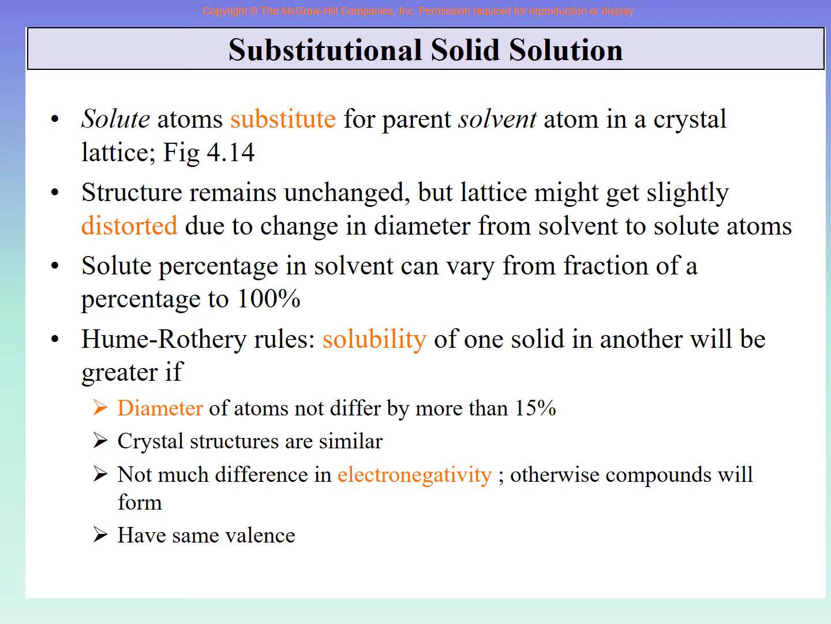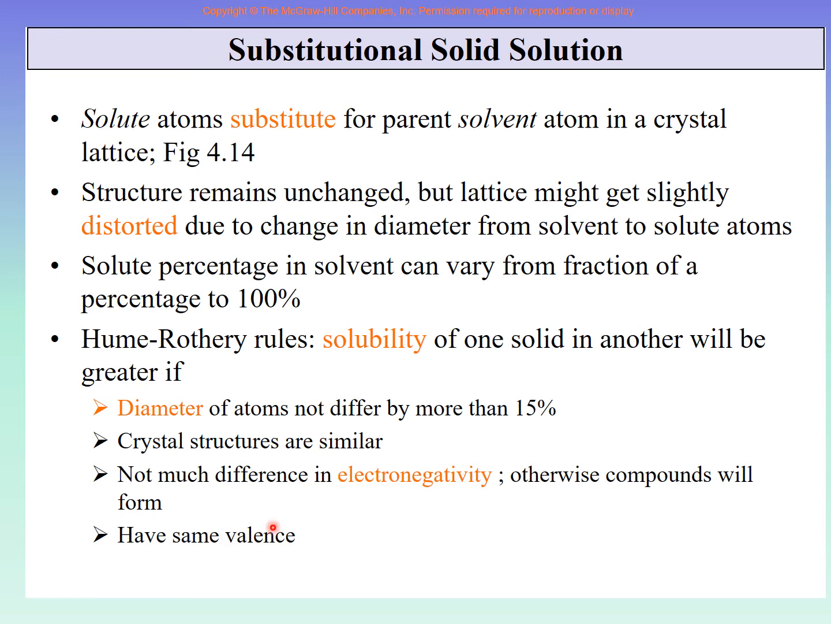If the electronegativity difference is large, then they will make a compound rather than forming a solution. We want to mix copper and nickel so that they mix very well together, but they should not become a copper-nickel compound. Otherwise, we don't have a solution, we have a new material, right? So the third rule is that the difference between the electronegativity of the two materials should be small.